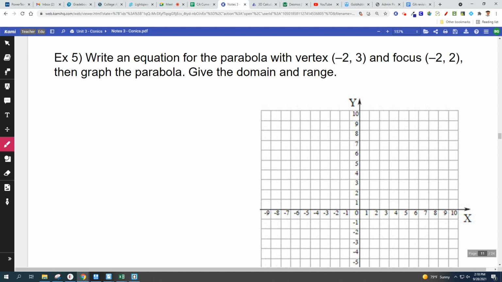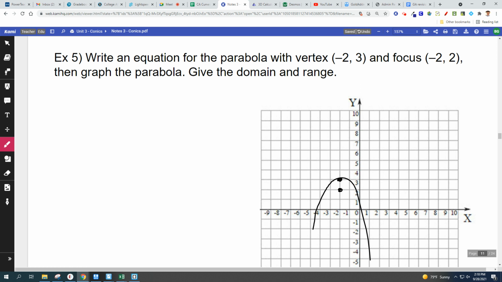Example 5. Write an equation for the parabola with vertex -2, 3 and focus -2, 2. So I'm going to use the graph here to my advantage. -2, 3 is the vertex, and the focus is at -2, 2. That tells me a lot of information right there. Do I have to graph it? Yeah, I have to graph it. But that kind of tells me that it opens like this.